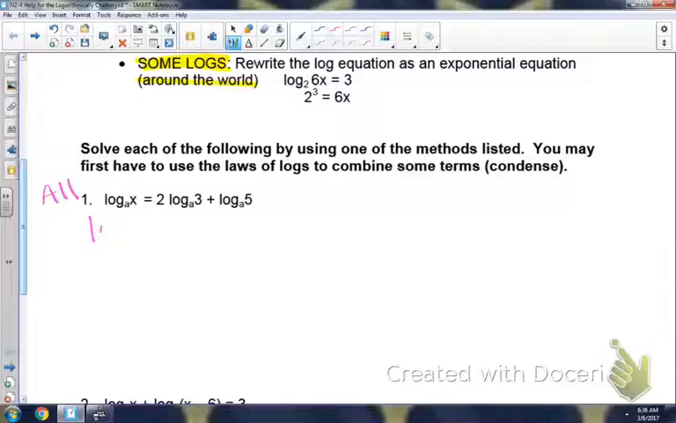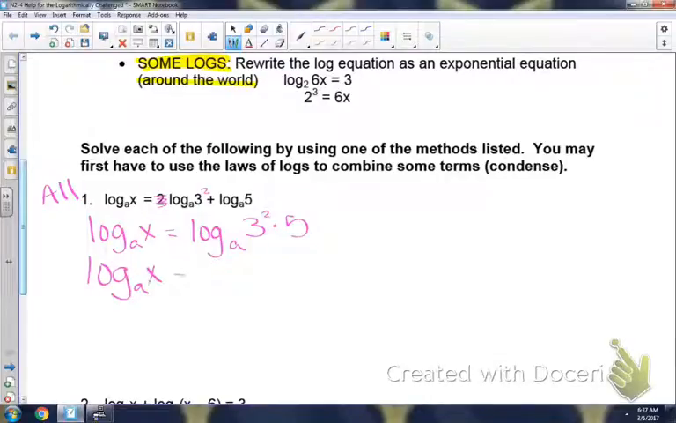So I'm just going to rewrite the left side. Condensing the right side, I need to make the coefficient an exponent. And then when we're adding two logs that have the same base, we multiply them. So log base a, we have 3 squared times 5. You need to work that out. 3 squared is 9, times 5 would give you 45. So log base a of 45.